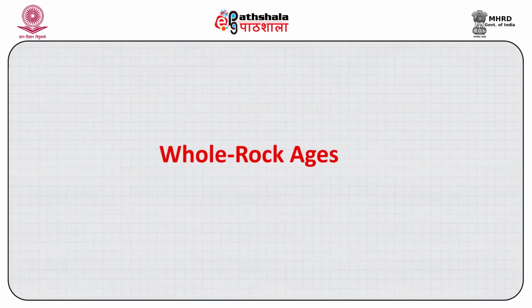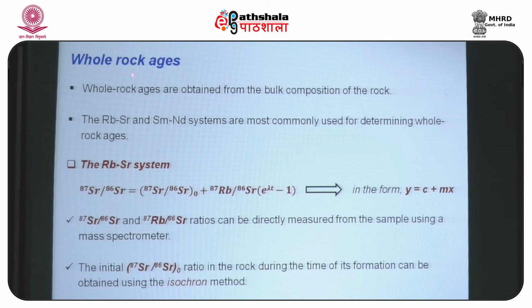So, next we move specifically to the whole rock ages. What we mean by whole rock ages is that the whole rock ages are obtained from the bulk composition of the rock and not of the single minerals. The rubidium-strontium and the samarium-neodymium systems are the most commonly used for determining whole rock ages.